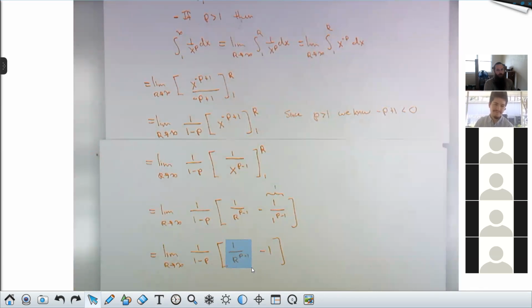What does this do as r gets bigger and bigger and bigger? Looking for some love here. Help me out, guys. What's this piece do? Take some examples, right? If p is 2 or 3 or 4, then p minus 1 is 1 or 2 or 3. So what does 1 over x squared, 1 over x cubed, 1 over x, what do those do as their bottom goes to infinity? Become smaller.